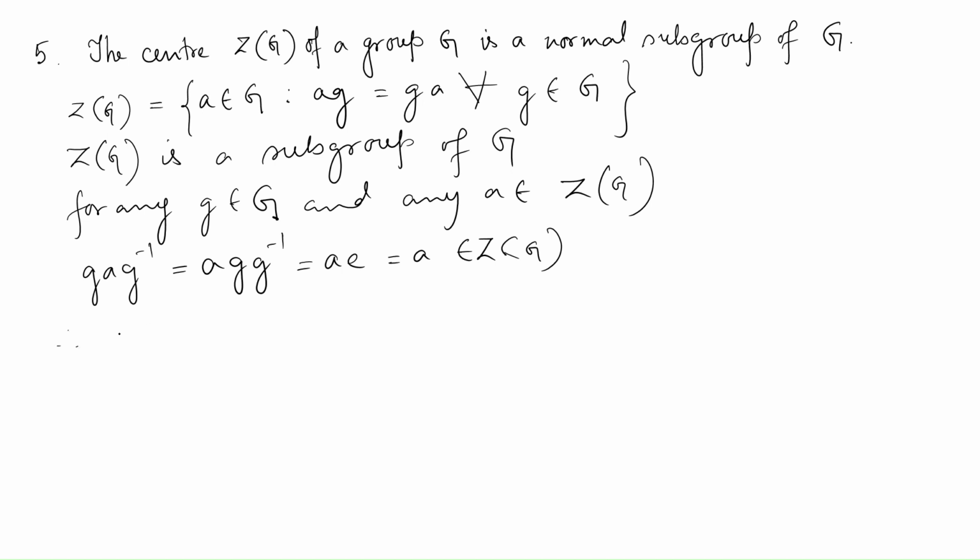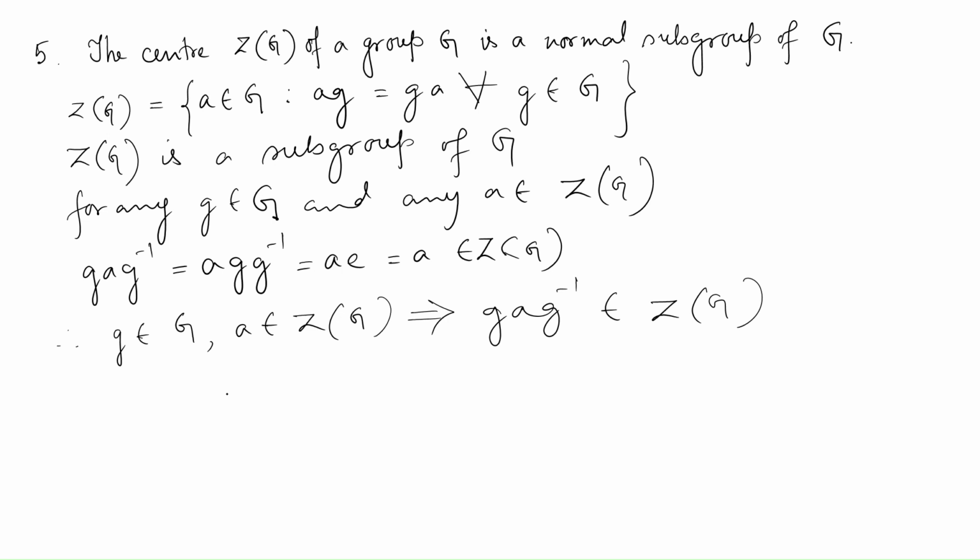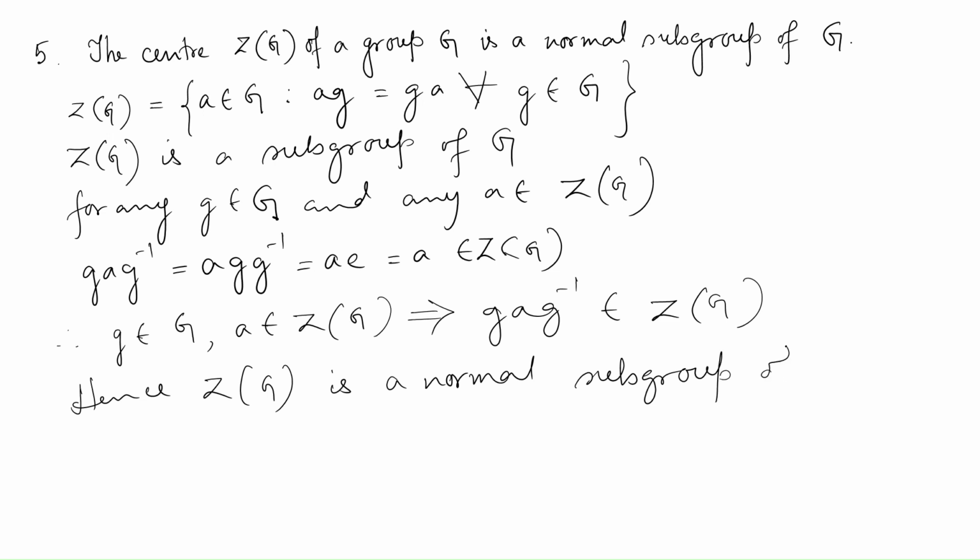Therefore, g belongs to G, a belongs to Z(G) implies gag inverse belongs to Z(G). Hence, Z(G) is a normal subgroup of G.